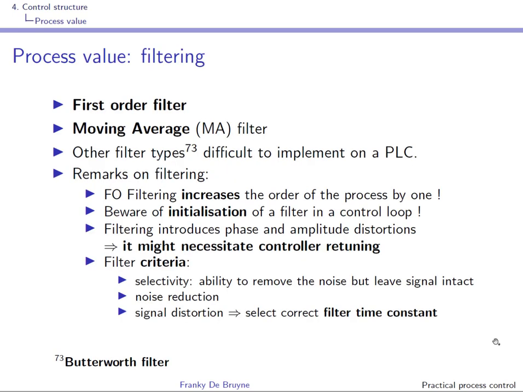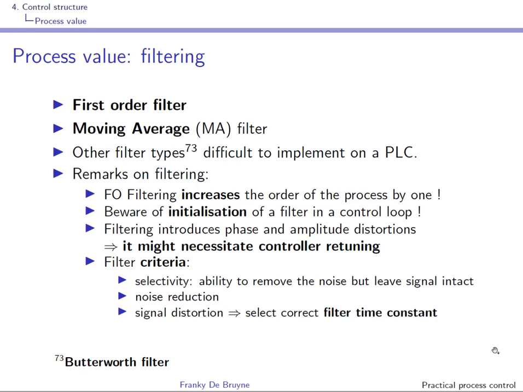For filtering, usually a first order filter or a lag filter is used. You can also use a moving average filter. This filter will actually average the values over the last X samples, and you can also use more complex filters such as Butterworth filters, but they are not always available in the libraries associated to the PLC.